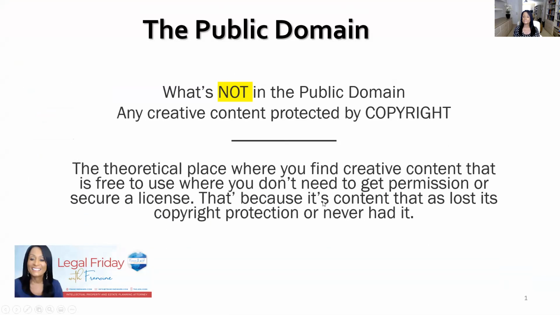So what is the public domain? Well, it's that theoretical place I like to think of where you can go to get material, content that is either not protected, it never was, or it was protected and it lost its protection. But either way, if it's not protected by copyright, you don't need a license, you don't need a written document, you don't need to get permission. It is free for you to use, and it's free for you to use in whatever way you want. But the key here is to understand the difference between what is protected and what is not protected.